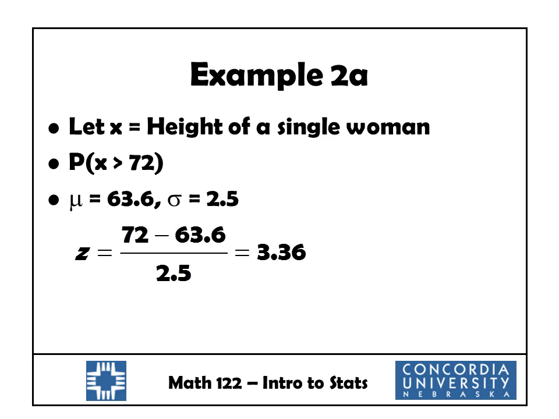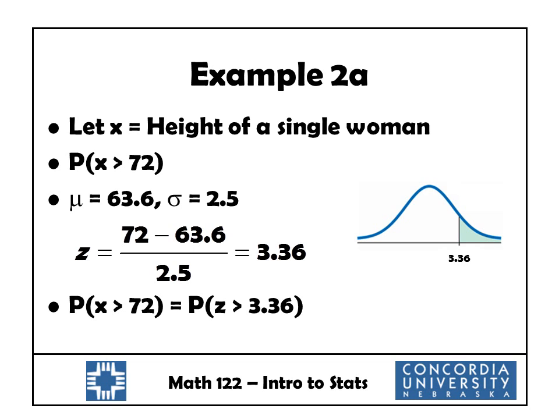So I first need to convert my x value over to a z-score. Take 72 minus the mean divided by the standard deviation, which comes out to be 3.36. So the probability that x is greater than 72 equals the probability that z is greater than 3.36. On my bell curve, I shade to the right of 3.36. From my table, the area to the left of 3.36 is 0.9996. Subtract that from 1, and I get my probability, which is about 0.04%. That's the probability of selecting a single woman that is greater than 6 feet tall.